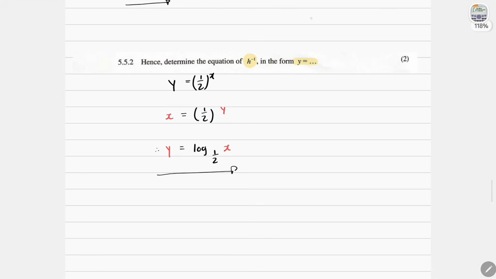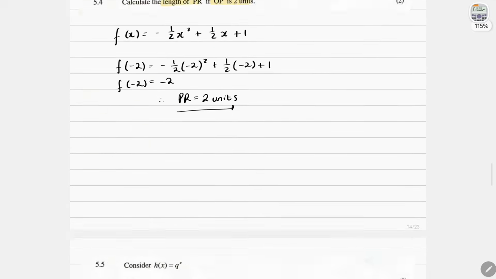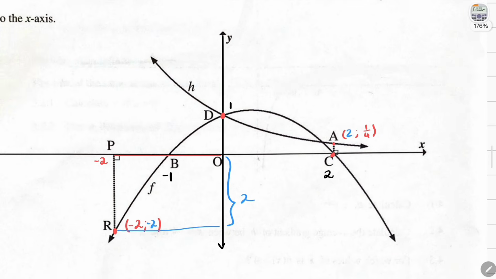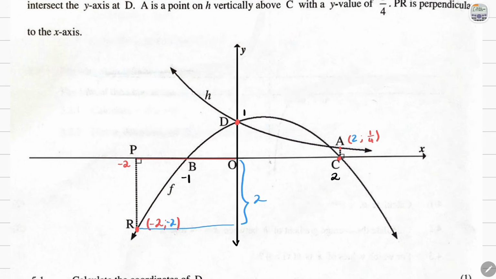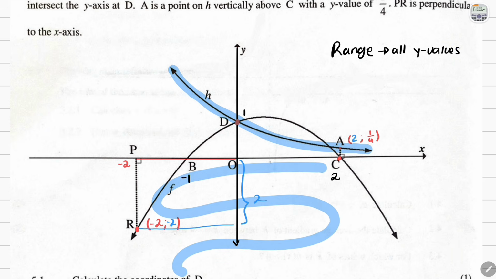Moving on to the next question. Question 5.6 says, write down the range of h. Okay, so if this is the graph of h, what is its range? The range is all the possible y values of this graph. So focusing on that graph of h and all the y values that it has, do you notice how it does not have any y values here, below the x-axis?